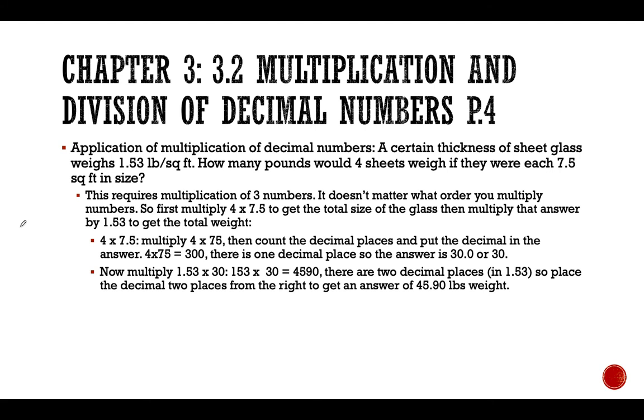So first, 4 times 7.5. Remember, multiply without regard to the decimal first. 4 times 75. Then count the decimal places. In this case, there's one decimal place. And then place the decimal in the answer. 4 times 75 equals 300. There's one decimal place, so one decimal place in from the right. The answer is 30.0 or 30. Now multiply 1.53 times 30. So you multiply 153 times 30, which equals 4,590. There are two decimal places in 1.53. Move the decimal in 2 places from the right to get an answer of 45.90 pounds of weight.